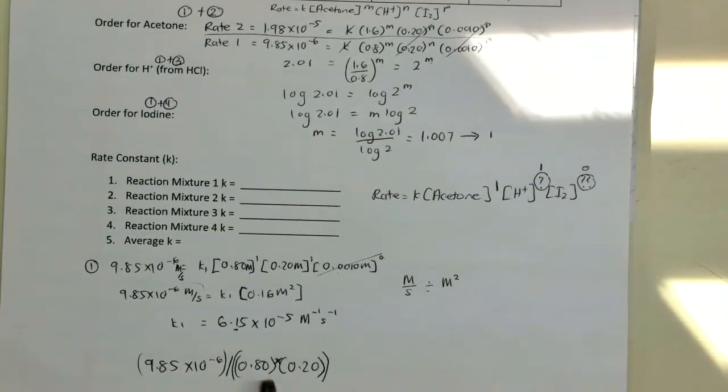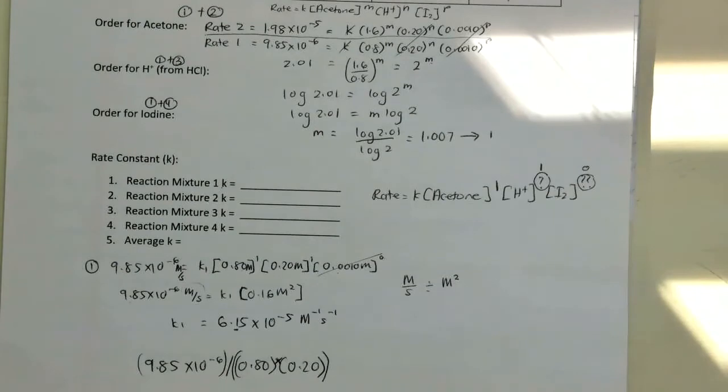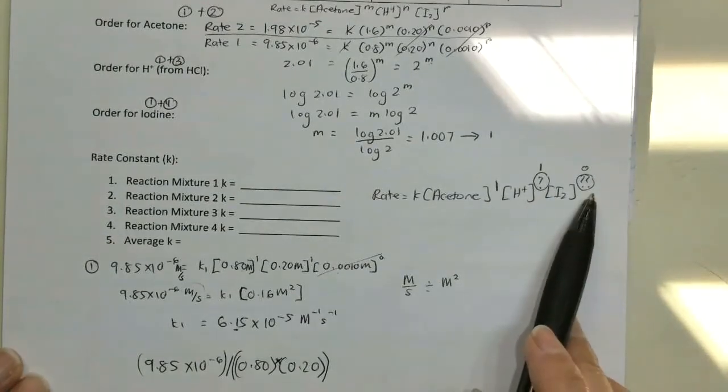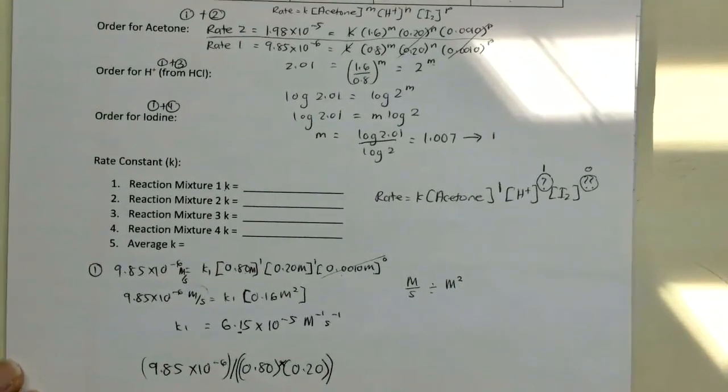Once you get your K here, your average K will go here. Whatever your average K is, we will be using that for part B. So you'll need your orders solved correctly with the lines picked correctly and your average K before we can start on part B. So this is the end of part A.